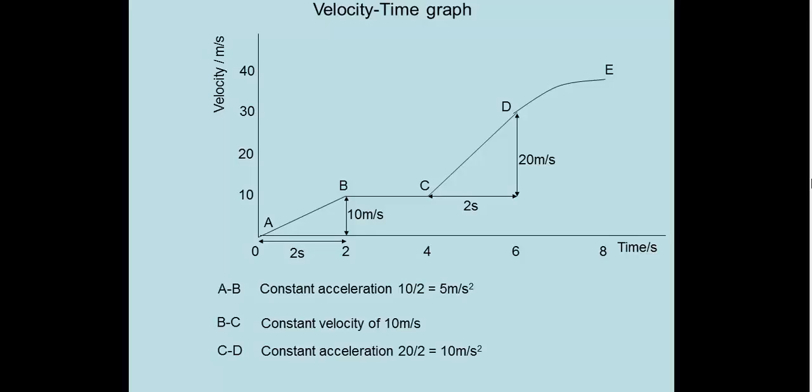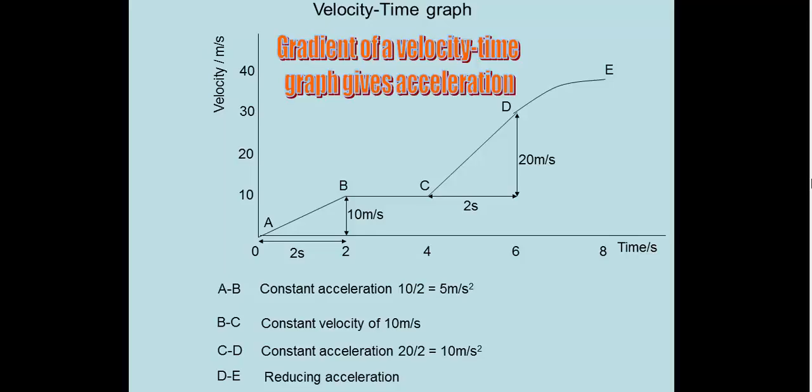From D to E, the velocity keeps increasing, but the gradient and therefore the acceleration is reducing. So we have a reducing acceleration. The gradient of a velocity time graph gives acceleration.